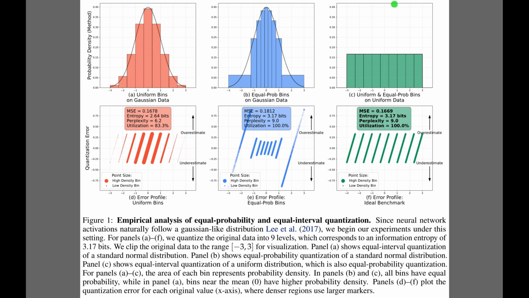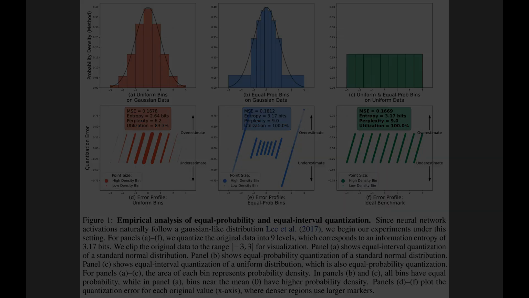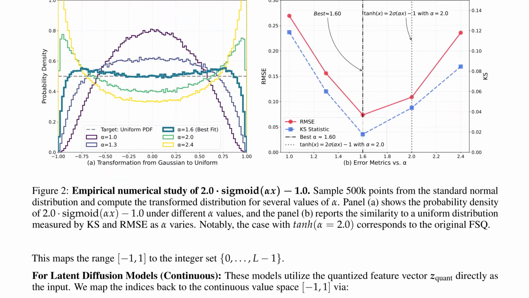Finally, the green column demonstrates the proposed solution. By mapping the data to a uniform distribution first, the model achieves both perfect bin utilization and consistently low error, effectively solving the trade-off. So Figure 2 dives into the math to find that perfect mapping.